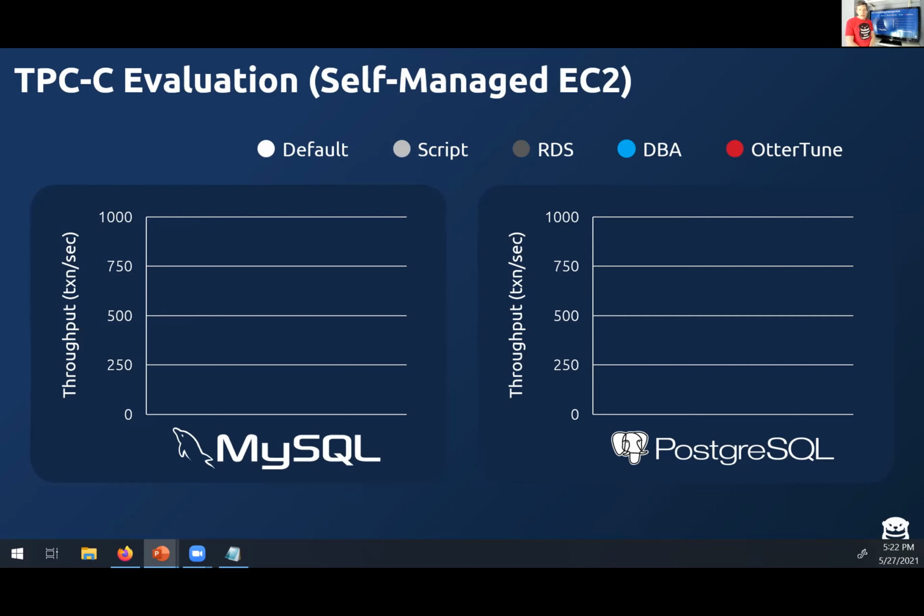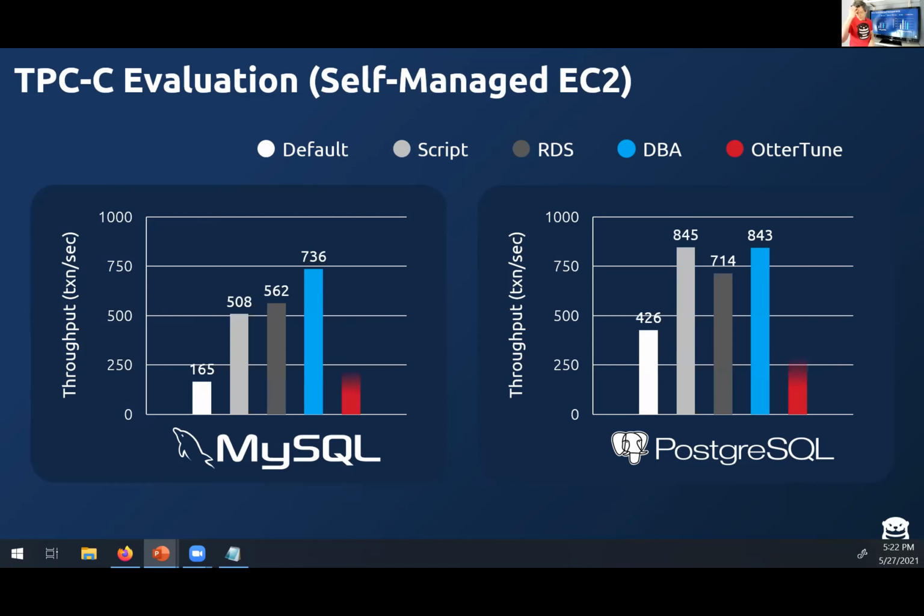RDS is going to be what Amazon gives you when you install Postgres or MySQL through their hosted service. And then for DBAs, these are actually going to be expert human DBAs who know each database very intimately and are able to come up with configurations on their own. And the last one will be Autotune. So the main takeaway from this graph is that Autotune using machine learning can either match or exceed what the human DBA is able to do.